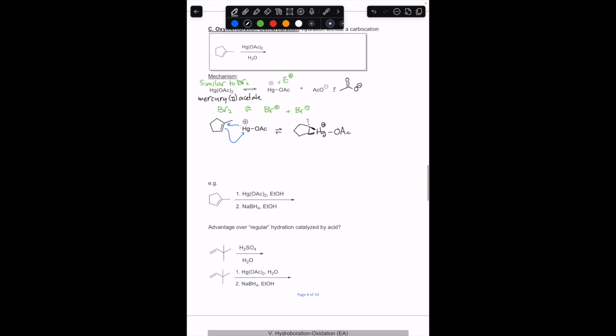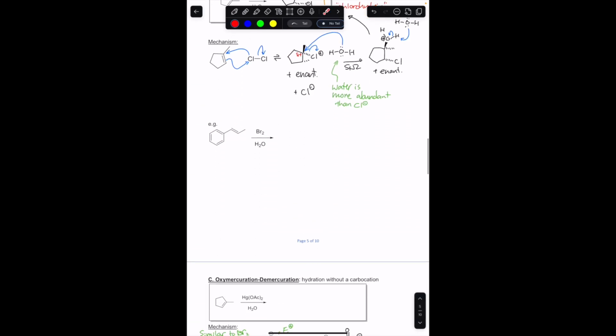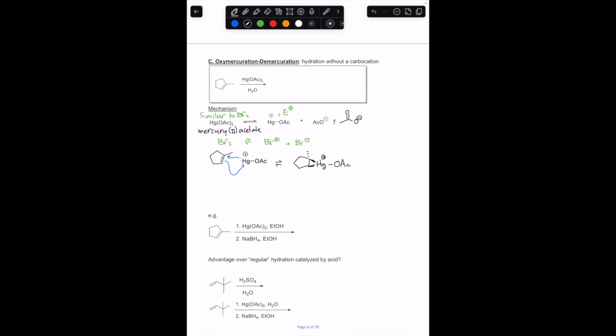I want you to notice how similar that looks to the halonium cation intermediate we saw, because it's really the same. So we could call this a mercurinium ion. Of course, there's the other enantiomeric intermediate involved.